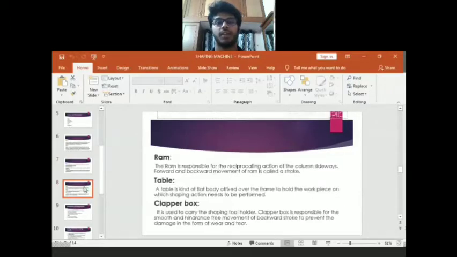Ram. Ram is responsible for the reciprocating action of the column sideways. It plays a major role in the shaper machine and it is an important part of the shaping machine. Forward and backward movement of the ram is known as stroke. Table. The table of the shaping machine is used for holding the workpiece firmly in which the shaping action is done. Clapper box. The clapper box is used to carry the tool holder which holds the tool of the shaping machine. Clapper box is responsible for the smooth and hindrance-free movement of the backward stroke to prevent damage in the form of wear and tear.